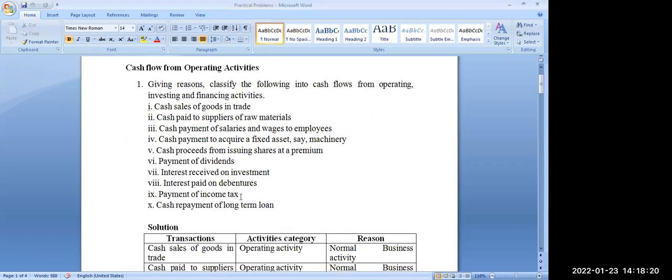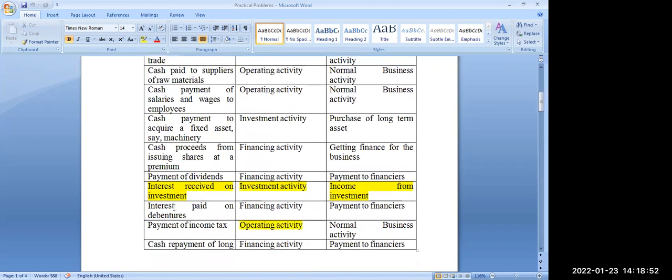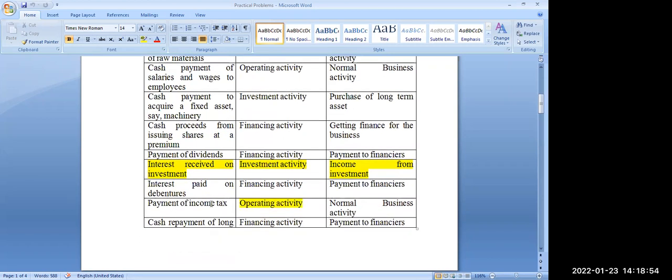Payment of income tax. Operating activity. Without paying income tax, can't you do your business? Without paying salary to my staff, I cannot do production. Without paying the income tax, can I do the production? What is income tax actually? Tax on the profit or income of the company, not on sales. Please understand, income tax is tax on profit. Payment of tax.